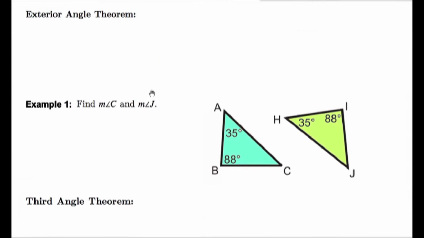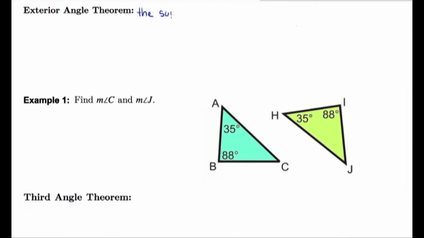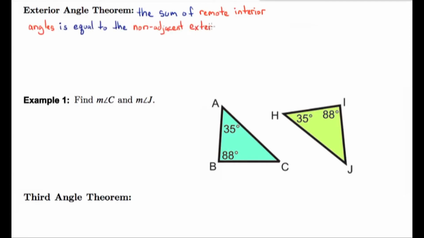Back to our note sheet, we've got the exterior angle theorem. If we take the sum of the remote interior angles, it would be equal to the non-adjacent exterior angle.